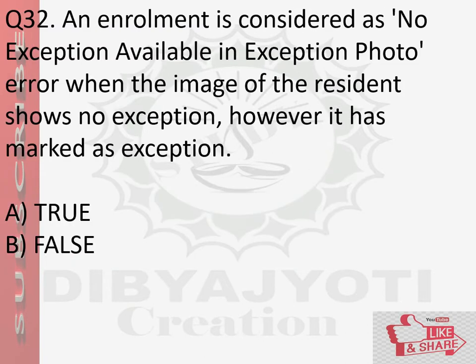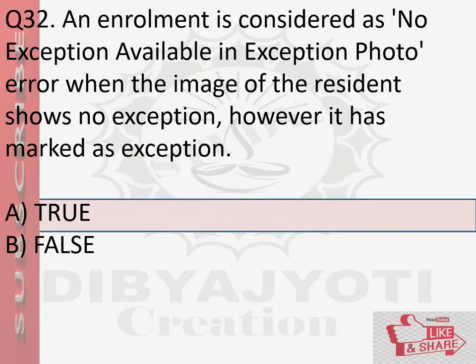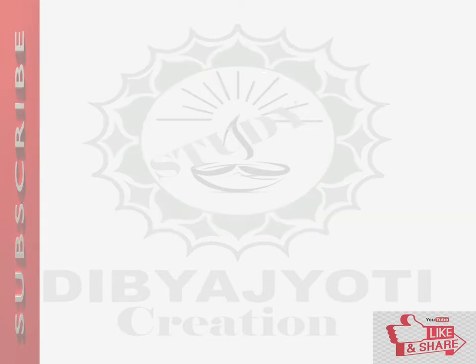Then next, an enrollment is considered as no exception available in exception photo error when the image of the resident shows no exception. However, it has marked as exception. Option A, true. Option B, false. And answer is option A, true.